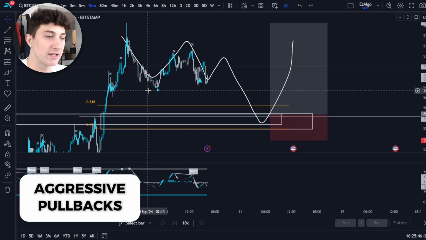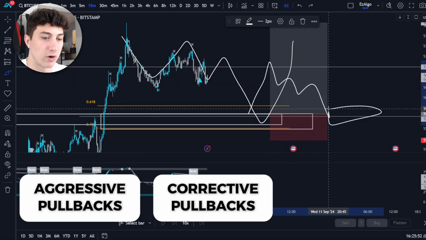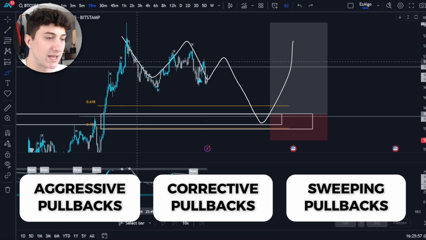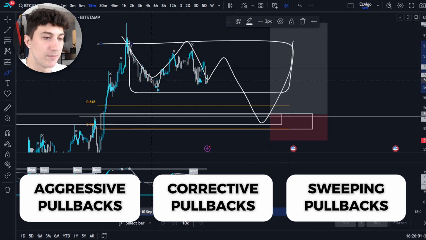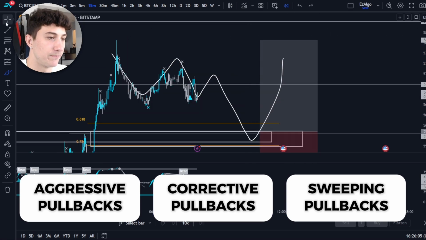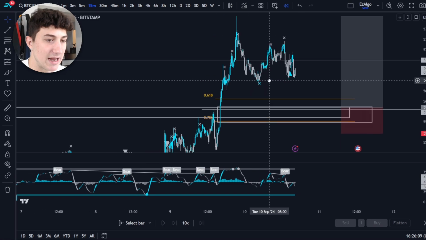We have a corrective pullback, which is a nice soft landing, right? A soft landing into your entry zone, right? So that's another valid trade. Or a sweeping pullback, which is a type of corrective pullback where you see price kind of consolidating here, and then you get one sharp drop into your zone and then you long, okay? So this is also a valid trade entry that I'm looking at now currently.